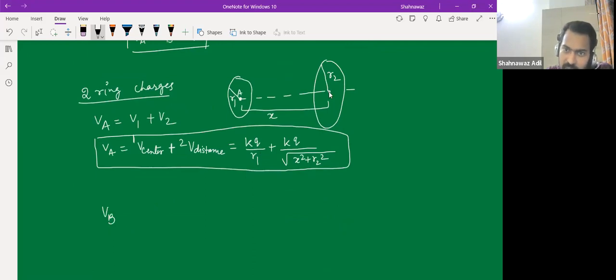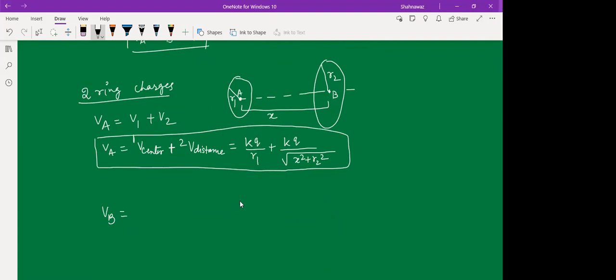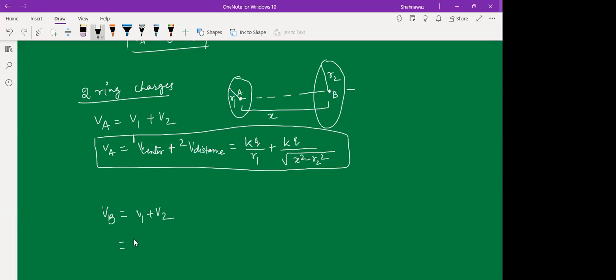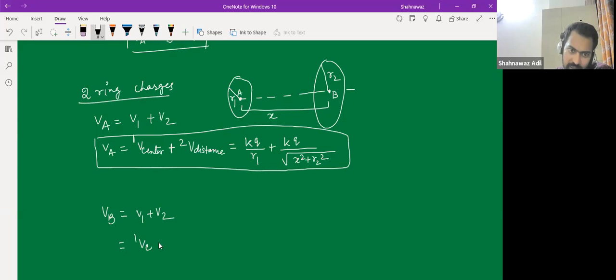So this is B point. How many contributions would be there for B point? Two. Right, again two. So V1 plus V2. For this one, what point is it? Center. Again, center. So, center, right? And then we just forget about this.